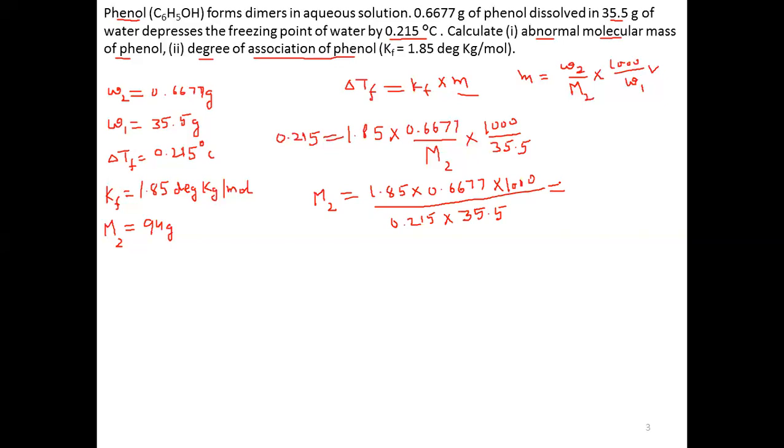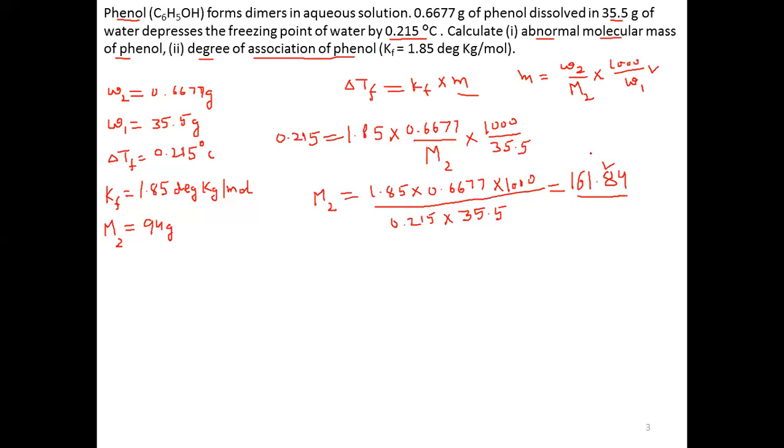1.85 into 0.6677 into 1000 divided by 0.215 divided by 35.5. So it comes out to be 161.84. So this is the molecular weight calculated using the experimental value from depression in freezing point.